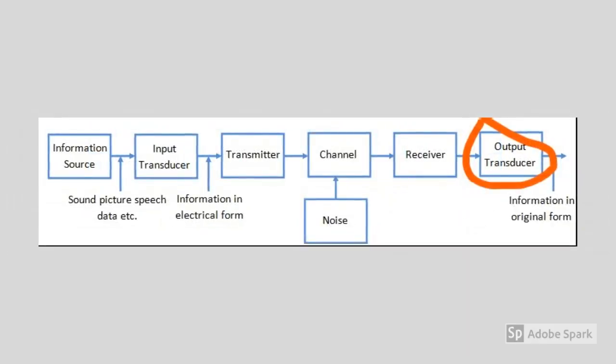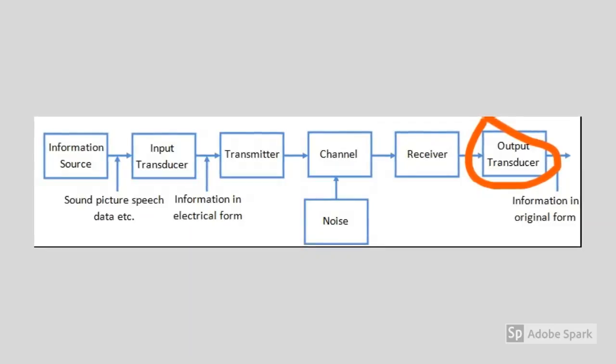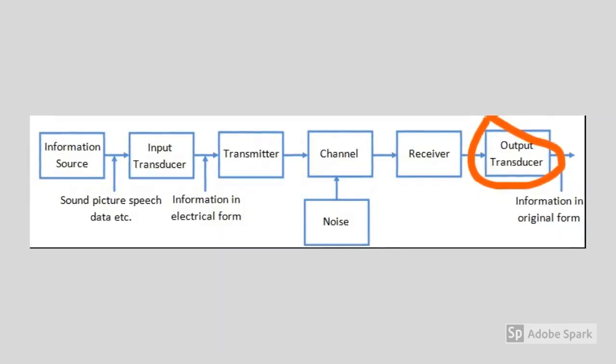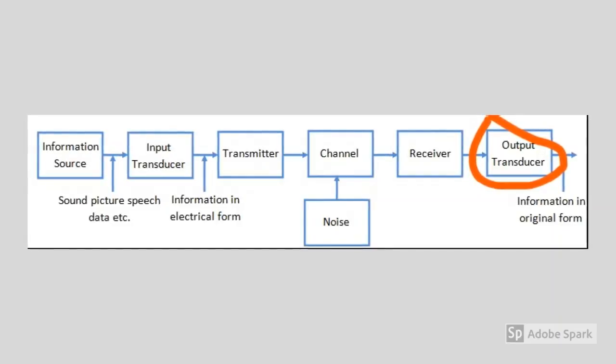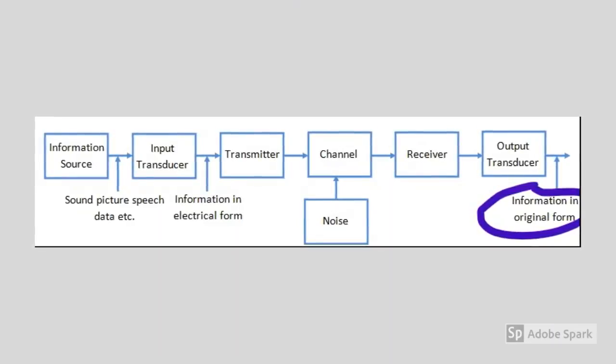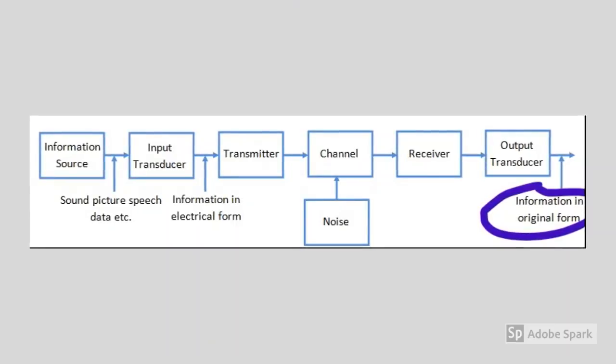The next block is the output transducer. The output transducer does the opposite of the input transducer. It takes electrical signals and converts them into another form of energy. For example, a lamp converts electricity to light and a motor converts electricity into motion. So the destination is the final stage, which is used to convert an electrical message signal into its original form.